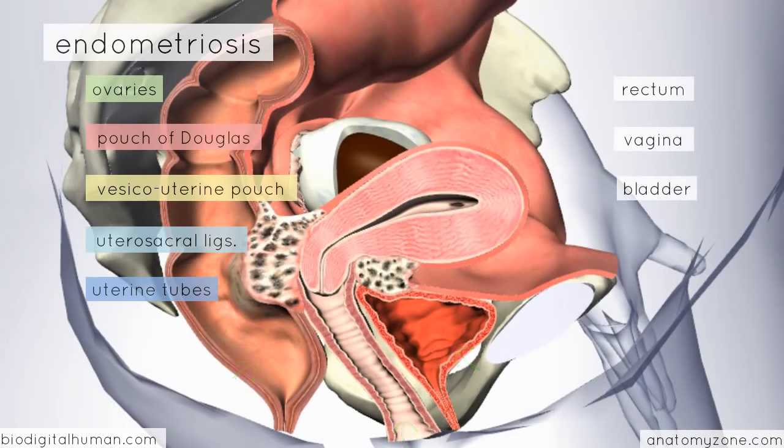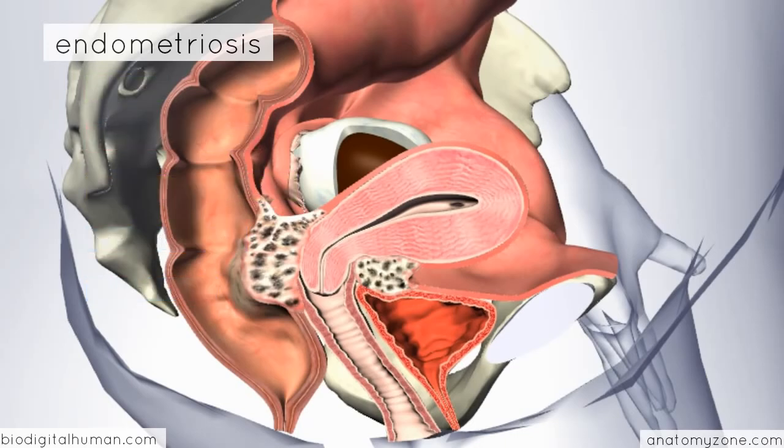This ectopic endometrial tissue is just like the endometrial tissue itself. So it's responsive to changes in hormones. It actually increases and decreases in size according to the hormonal stage of the menstrual cycle. So it's estrogen sensitive tissue, and it therefore regresses after the menopause when estrogen levels drop, and also during pregnancy.